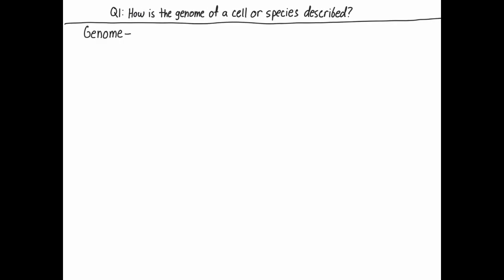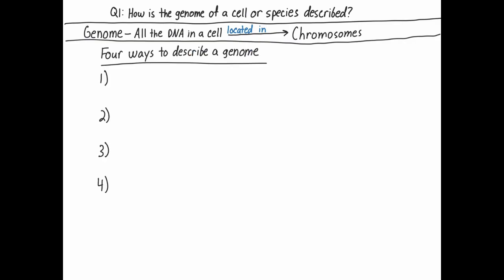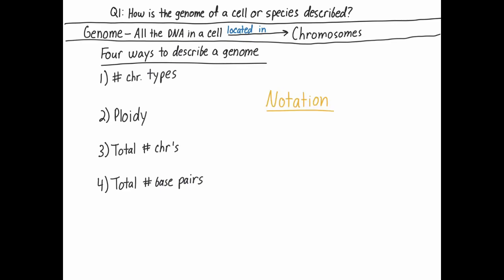An organism's genome is all of the DNA in a cell of that organism, which is of course found within the organism's chromosomes. As we'll see, how genetic material is organized within a cell varies among different eukaryotic species. Here we'll examine 4 ways we can describe a genome: the number of chromosome types, the ploidy, the total number of chromosomes, and the total number of base pairs. We'll learn the proper notation for describing each of these aspects of a genome and how to describe the human genome in these ways.